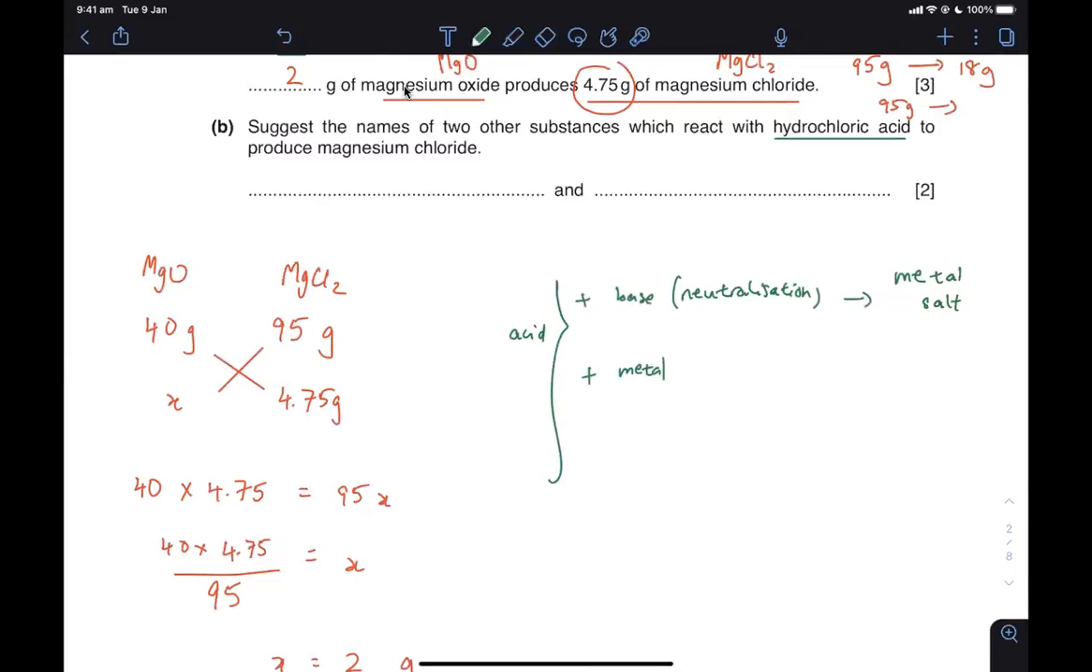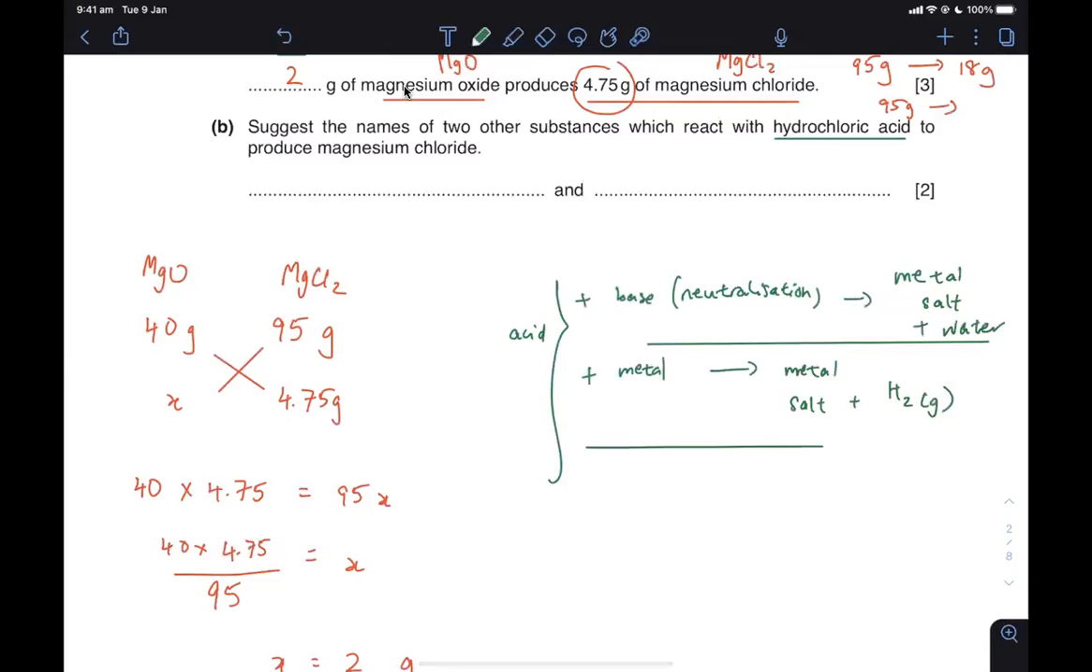Okay, so acid plus metal will give you a metal salt, and also hydrogen gas. Hydrogen gas is H2, diatomic. Neutralization also gives you water. Last but not least, you also know that acid reacts with something called metal carbonate. Carbonate ions is basically CO3 2 minus, and they will give you metal salt, and they'll give you CO2, carbon dioxide gas, and H2O.